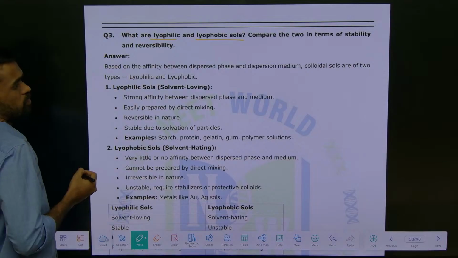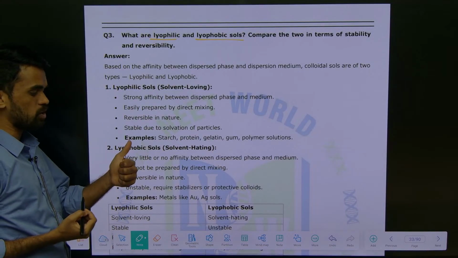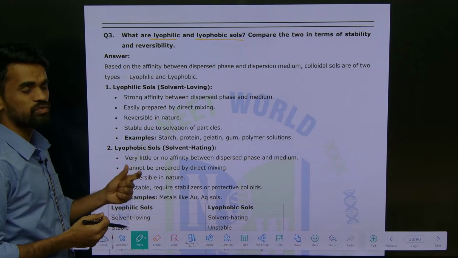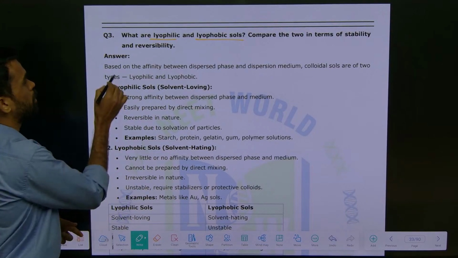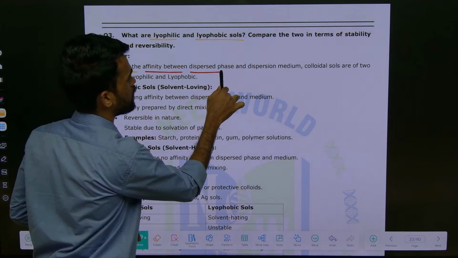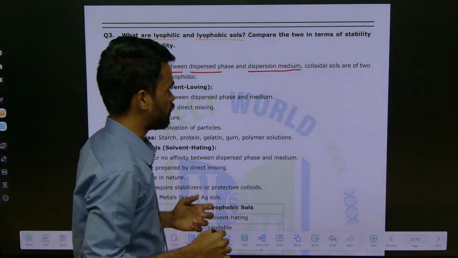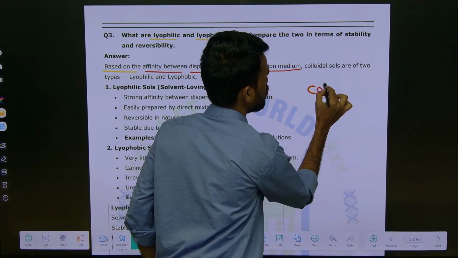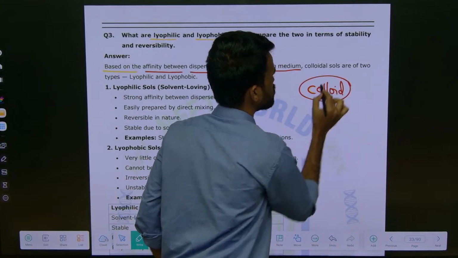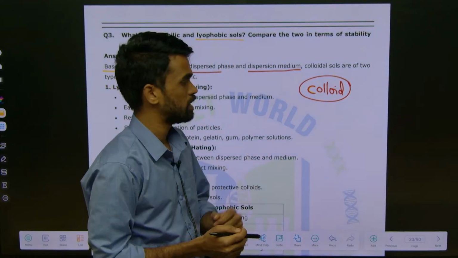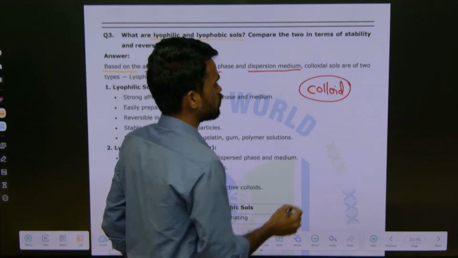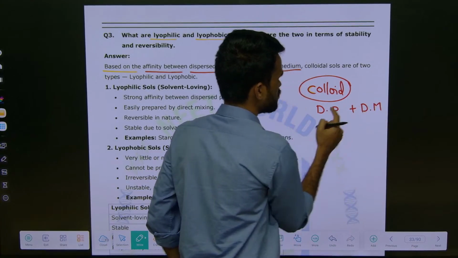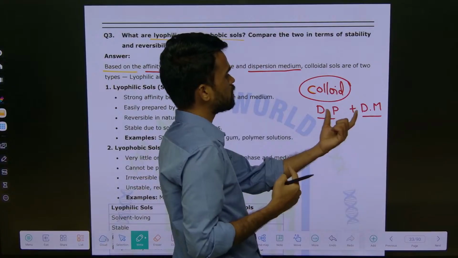See, we have classified colloids as lyophilic colloids and lyophobic colloids. How can we classify these? Just listen here. Based on the affinity between dispersed phase and dispersion medium. First of all, a colloid is a heterogeneous system. It contains two parts: one is a dispersed phase and the other is a dispersion medium. Together these form a colloid.